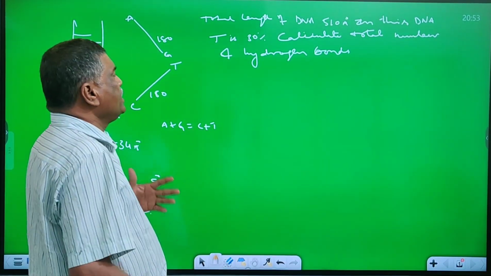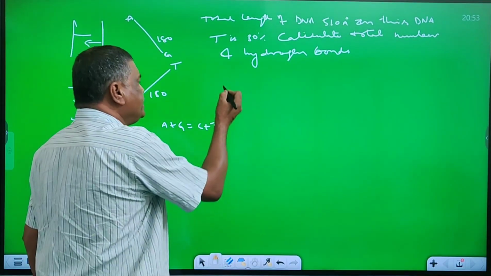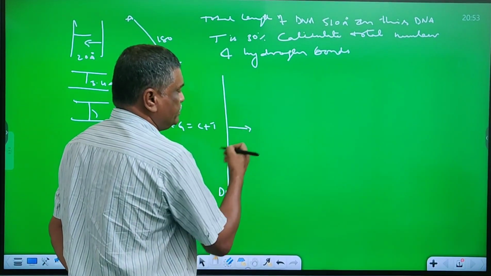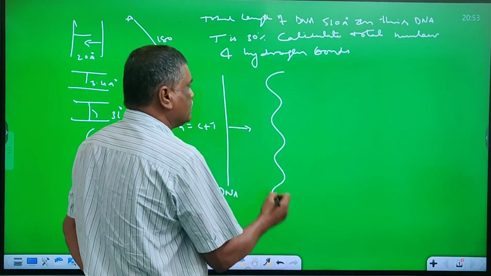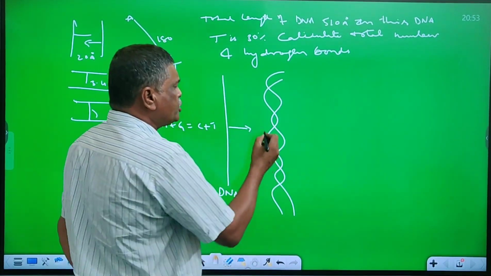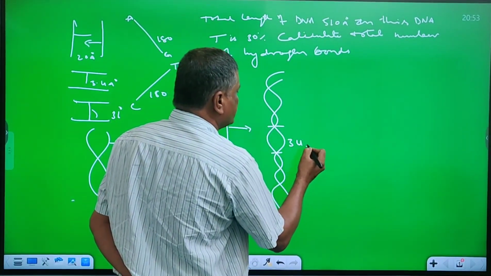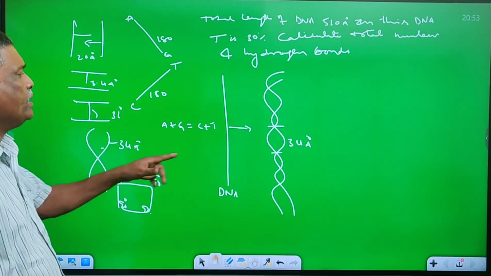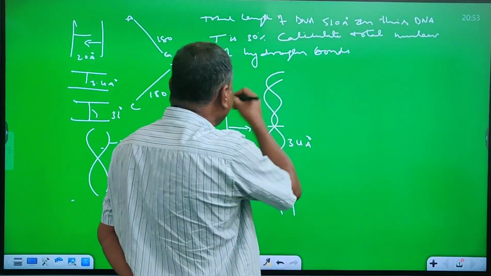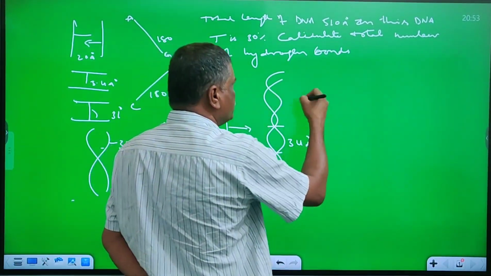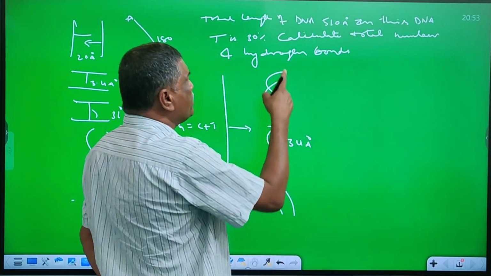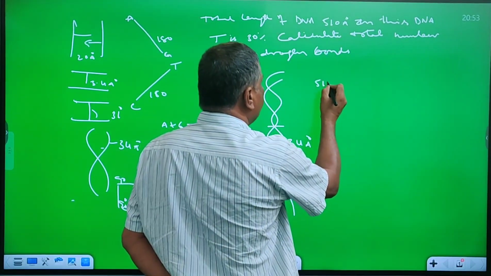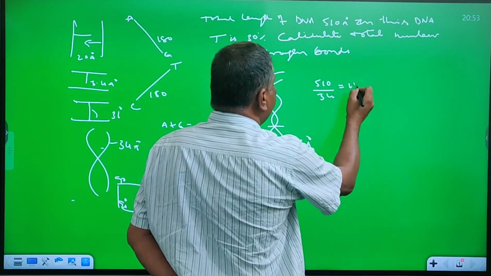Actually they gave in the problem a length of DNA, but actually DNA is in coiling nature. Means like this. Each coil has a length of 34 angstroms. So the given length of 510 is not in coils. First we should count the total number of coils enclosed in this length of DNA. Means 510 by 34, we get 15 coils.